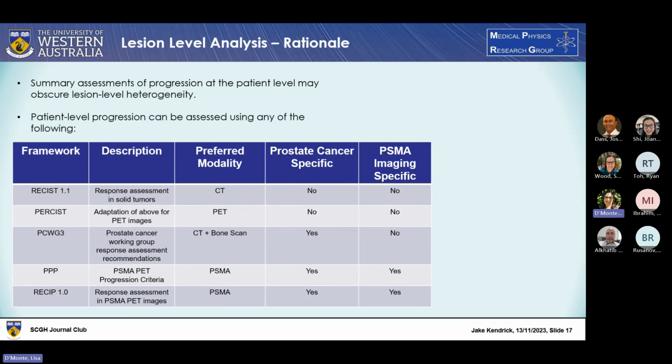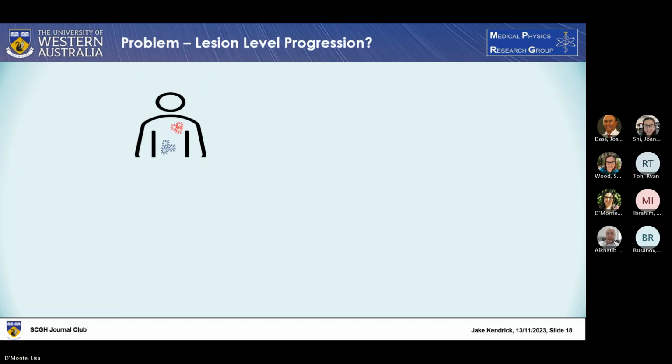Now, of course, there are many different frameworks that we can use to assess that patient-level progression. We've got RECIST, the standard criteria for response assessment in solid tumours, PERCIST, which would be used as the criteria for interpretation of PET images, of molecular imaging modalities. And then we've got the PSMA-specific ones. These were designed specifically for interpretation of PSMA PET images. That's the RECIST and the PSMA PET progression criteria.